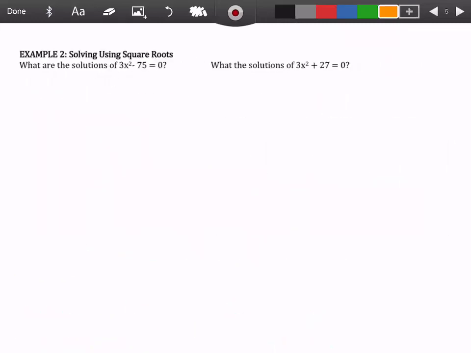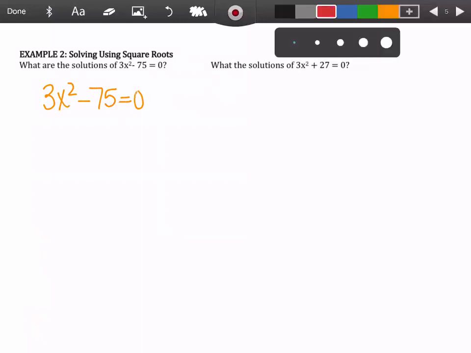So what are the solutions? What are the zeros? What are the roots? What are the x-intercepts? All of those mean the same thing. We are solving this equation. So we have 3x squared minus 75 is equal to 0. Well, to solve for x, that's our goal. We want to get this x by itself.